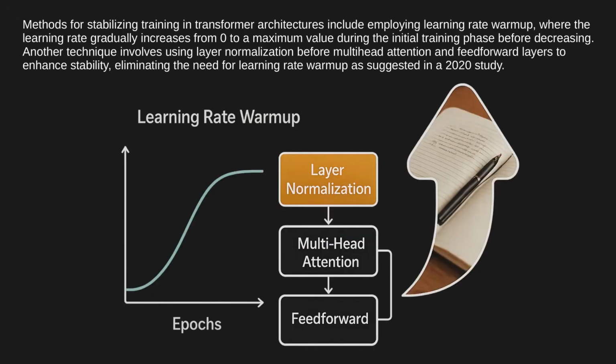Methods for stabilizing training in transformer architectures include employing learning rate warm-up, where the learning rate gradually increases from 0 to a maximum value during the initial training phase before decreasing. Another technique involves using layer normalization before multi-head attention and feed-forward layers to enhance stability, eliminating the need for learning rate warm-up as suggested in a 2020 study.